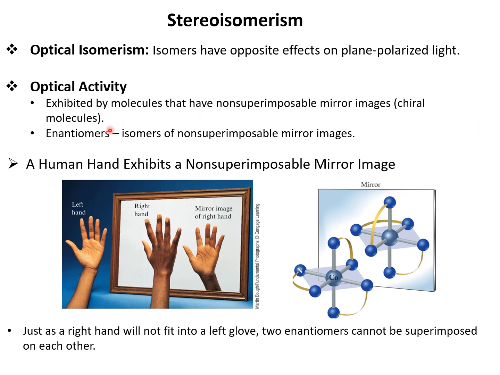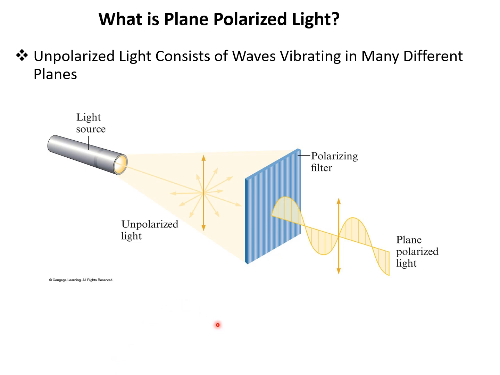In general, enantiomers means isomers that are non-superimposable mirror images. If you see here, your human hand exhibits a non-superimposable mirror image. Just as your right hand will not fit into your left thumb, two enantiomers cannot be superimposed on each other. If they are completely superimposable, then they are optically inactive.